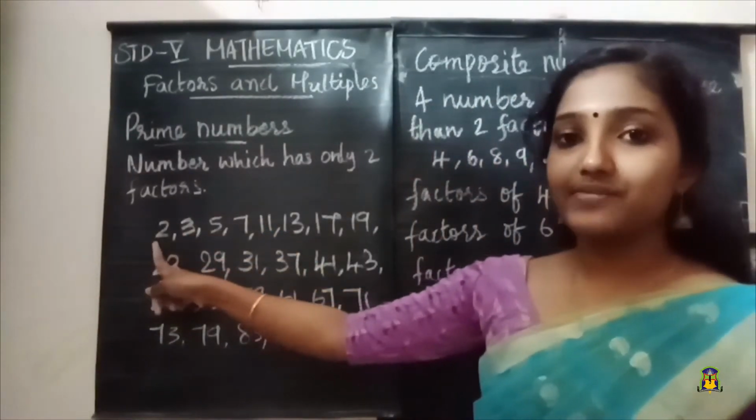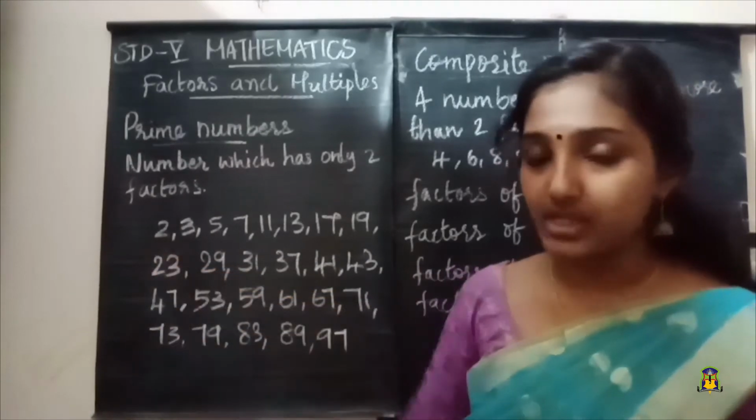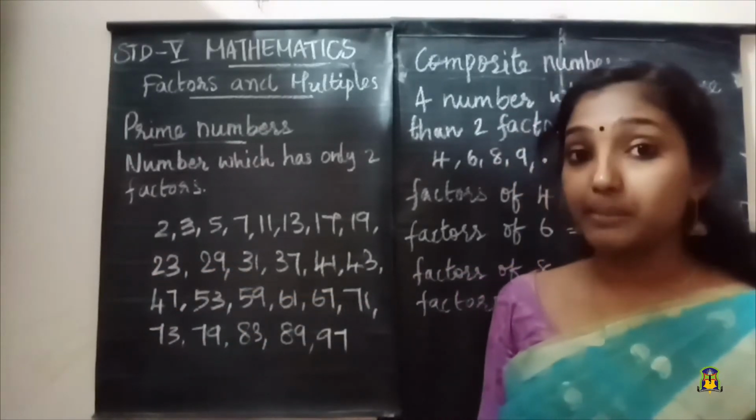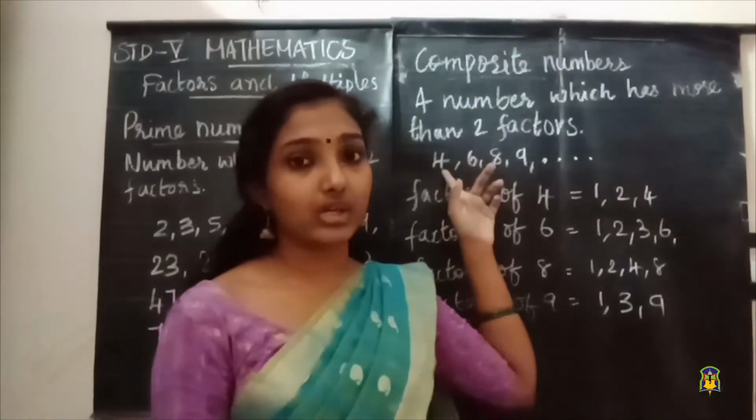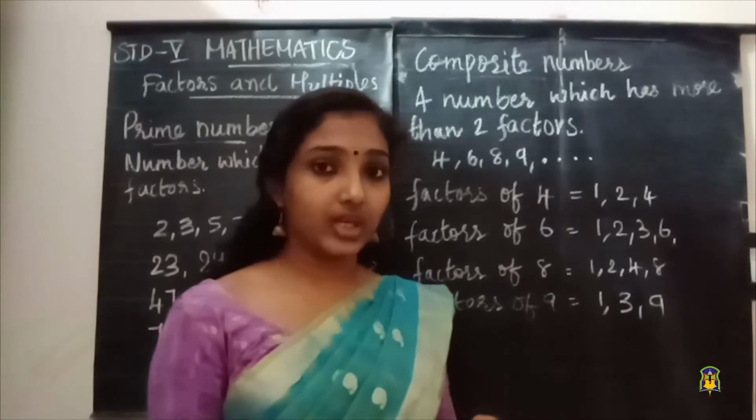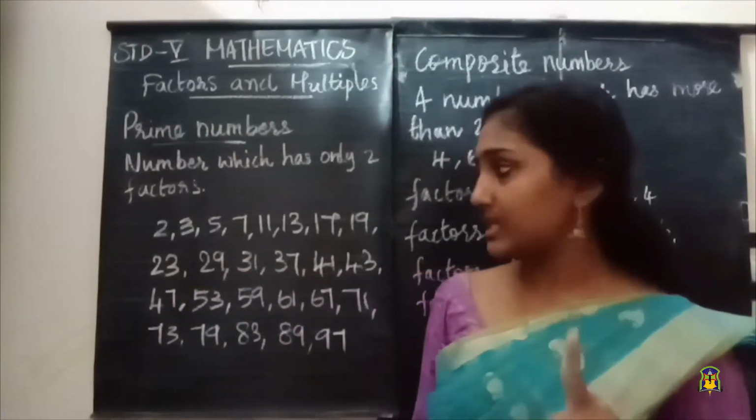And look here, prime numbers start from 2. The smallest prime number is 2. And the composite numbers start from, which is the smallest composite number? 4 is the smallest composite number. Okay, and one number is missing here.